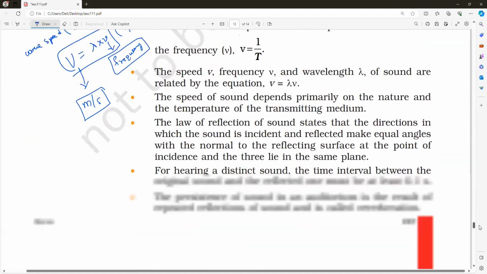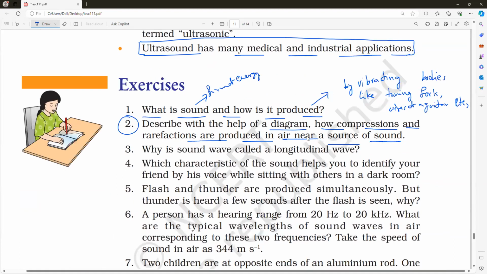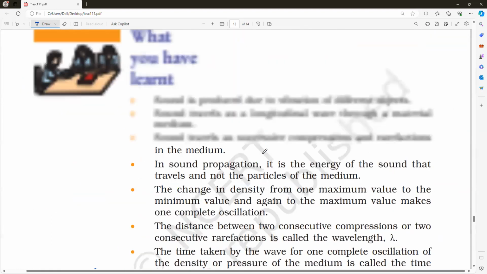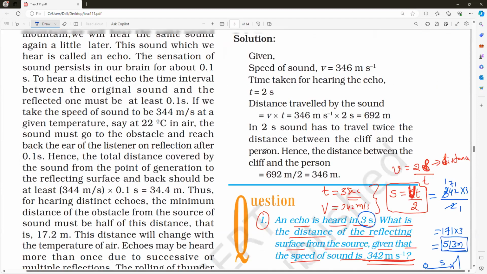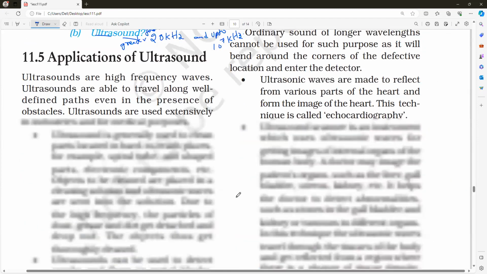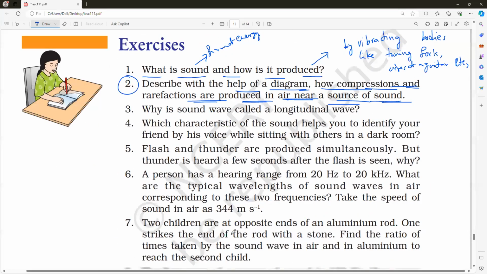Is it okay, guys? Everybody? So they are asking, describe with the help of a diagram how compressions and rarefactions are produced in air near the source of a sound. You can draw any one diagram, either a speaker or a tuning fork. Understand everybody? Clear, all of you? So mark that, and you have to draw neatly in the exam.